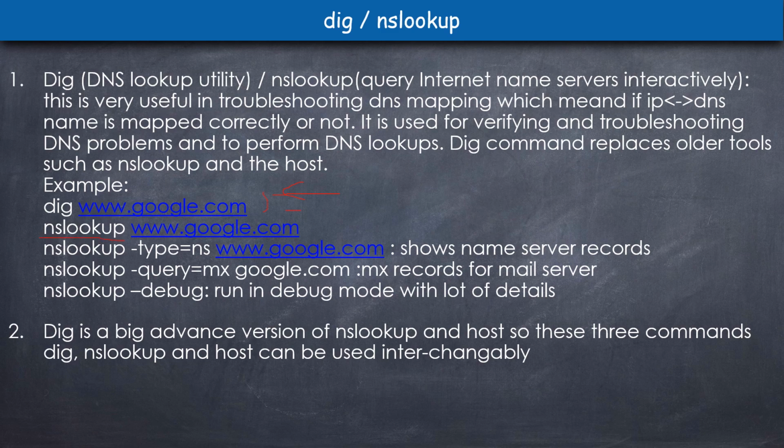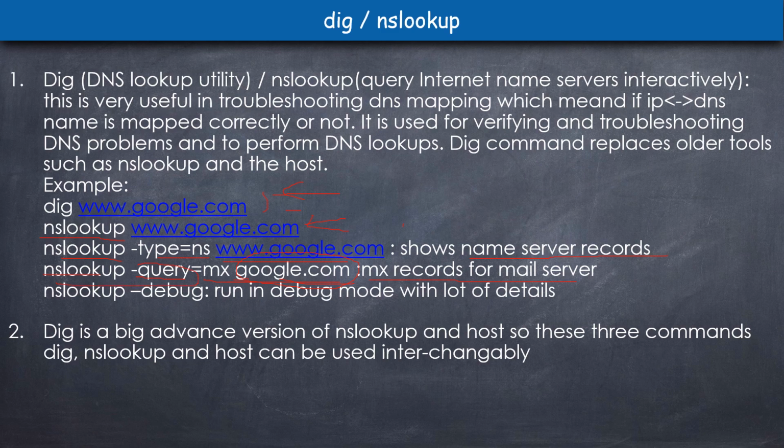You can use nslookup, so that will give you the IP address of Google and all the DNS information related to this. Okay. If you want to see the name server records, like what the name servers are for this, you can use nslookup with type NS. This will give you the name server details. If you want to see the MX record, you can use nslookup -query=mx google.com. This will display the mail server for this website, Google, or any other site.